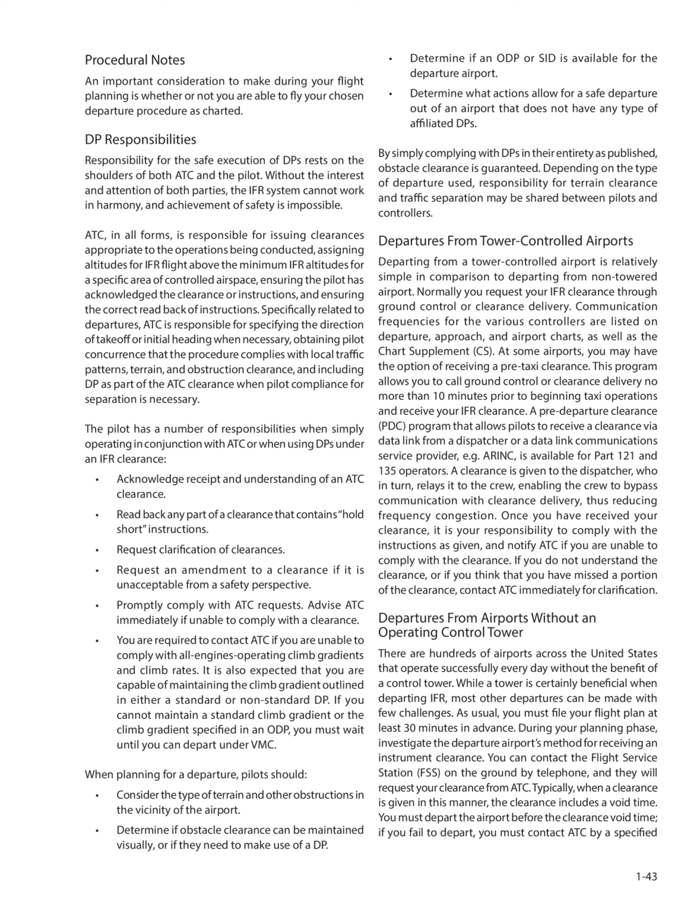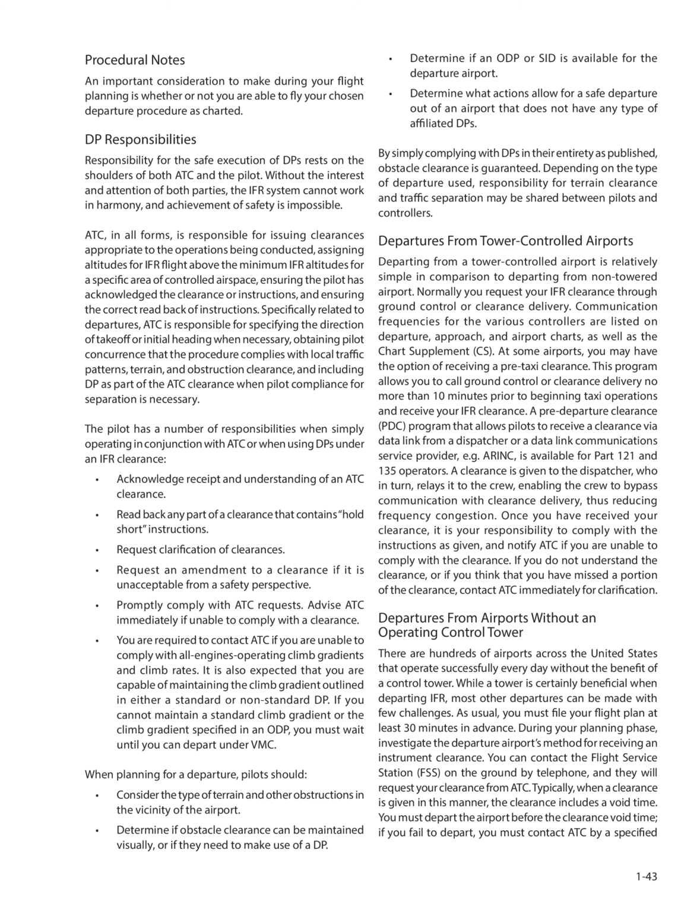When planning for a departure, pilots should consider the type of terrain and other obstructions in the vicinity of the airport. Determine if obstacle clearance can be maintained visually, or if they need to make use of a DP. Determine if an ODP or SID is available for the departure airport. Determine what actions allow for a safe departure out of an airport that does not have any type of affiliated DPs. By simply complying with DPs in their entirety as published, obstacle clearance is guaranteed.